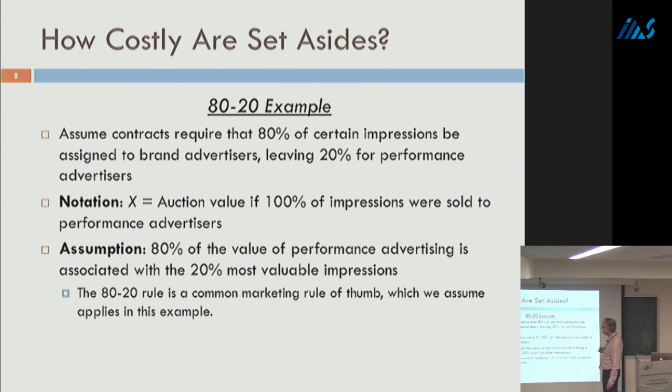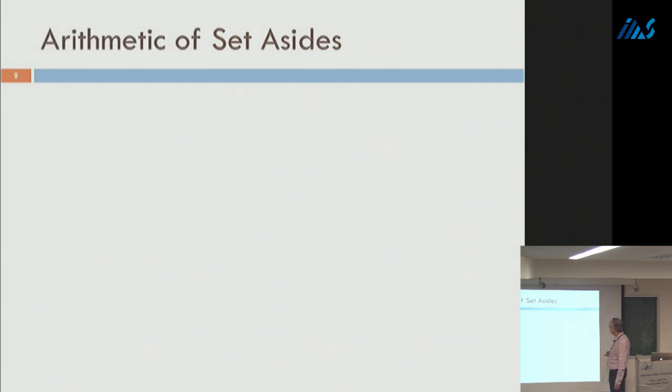My notation is x is what the value would be at auction if 100% of the impressions had been sold to performance advertisers. That is how much the value of the match would be. And I want to assume, for the purpose of this example, that 80% of the value of performance advertising is associated with the 20% most valuable impressions, the 80-20 rule. It's a common marketing rule of thumb, which we're going to assume applies to this example.